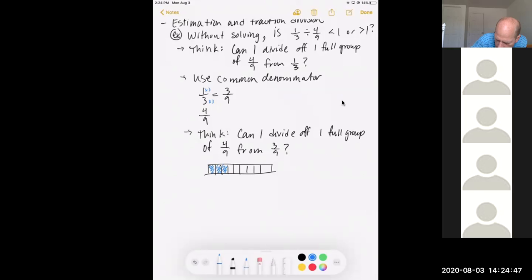The answer is going to be a fraction because I'm only starting with a part of my whole group size. So if you get stuck on this, you can draw a picture or get the common denominator. I have 3/9. I want to see if I can take 4/9 from there, and I can't do it. So I can't take off a whole group of 4/9. And so my answer is going to be less than 1.